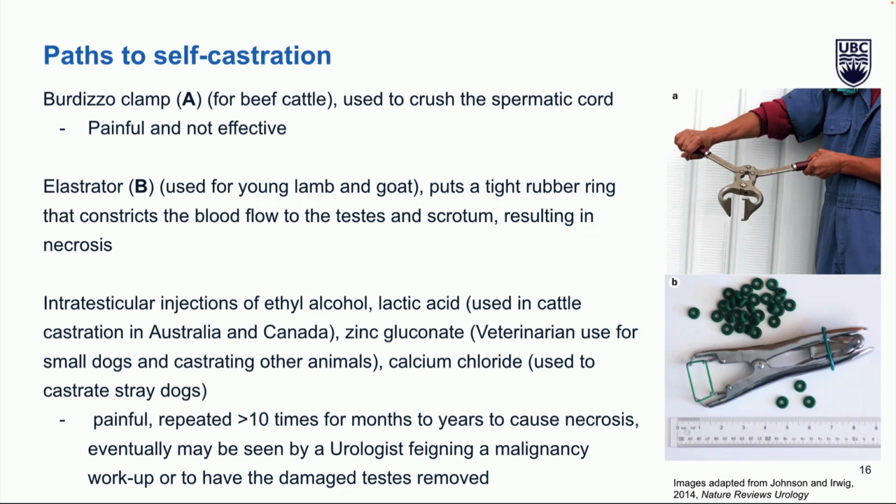Alternately, the elastrator is a device that places a tight rubber ring around the scrotum and testes, allowing for a slow necrosis. Finally, individuals may resort to performing their own repeated intratesticular injections of substances like ethyl alcohol, lactic acid, zinc gluconate, or calcium chloride to cause necrosis, eventually being seen by a urologist for surgical intervention. For individuals that are not able to access healthcare, sometimes they may go to underground cutters. These are individuals that are looking for surgical castration.